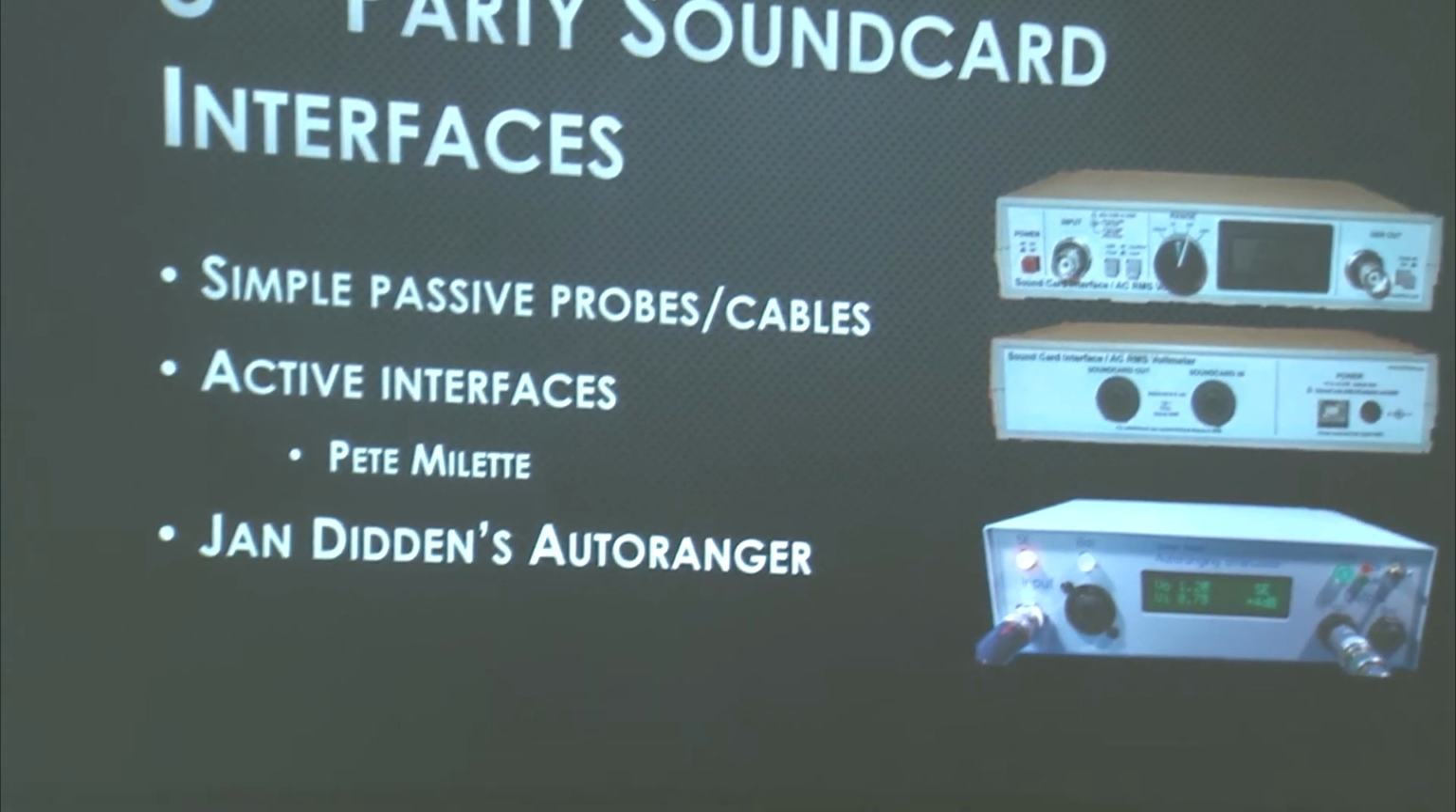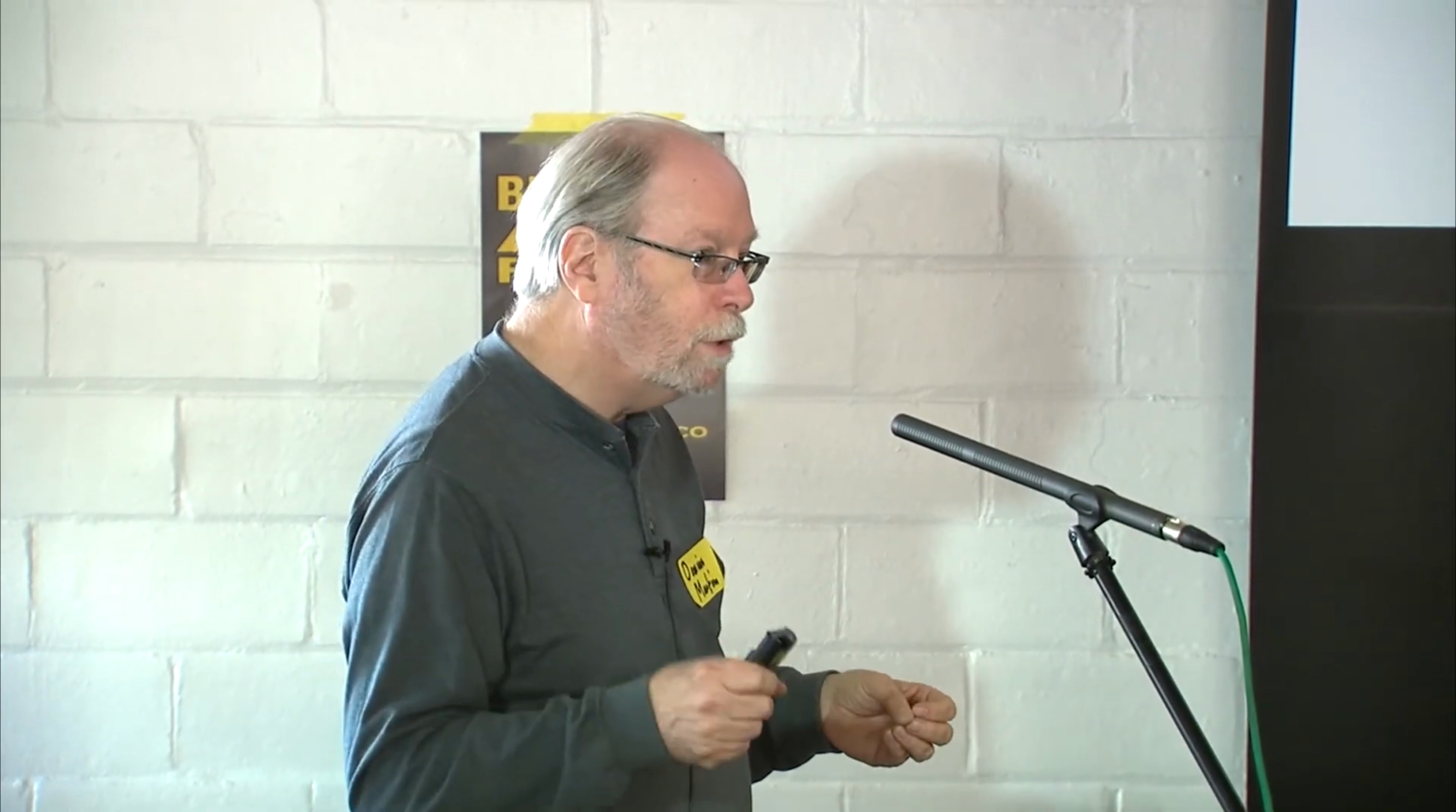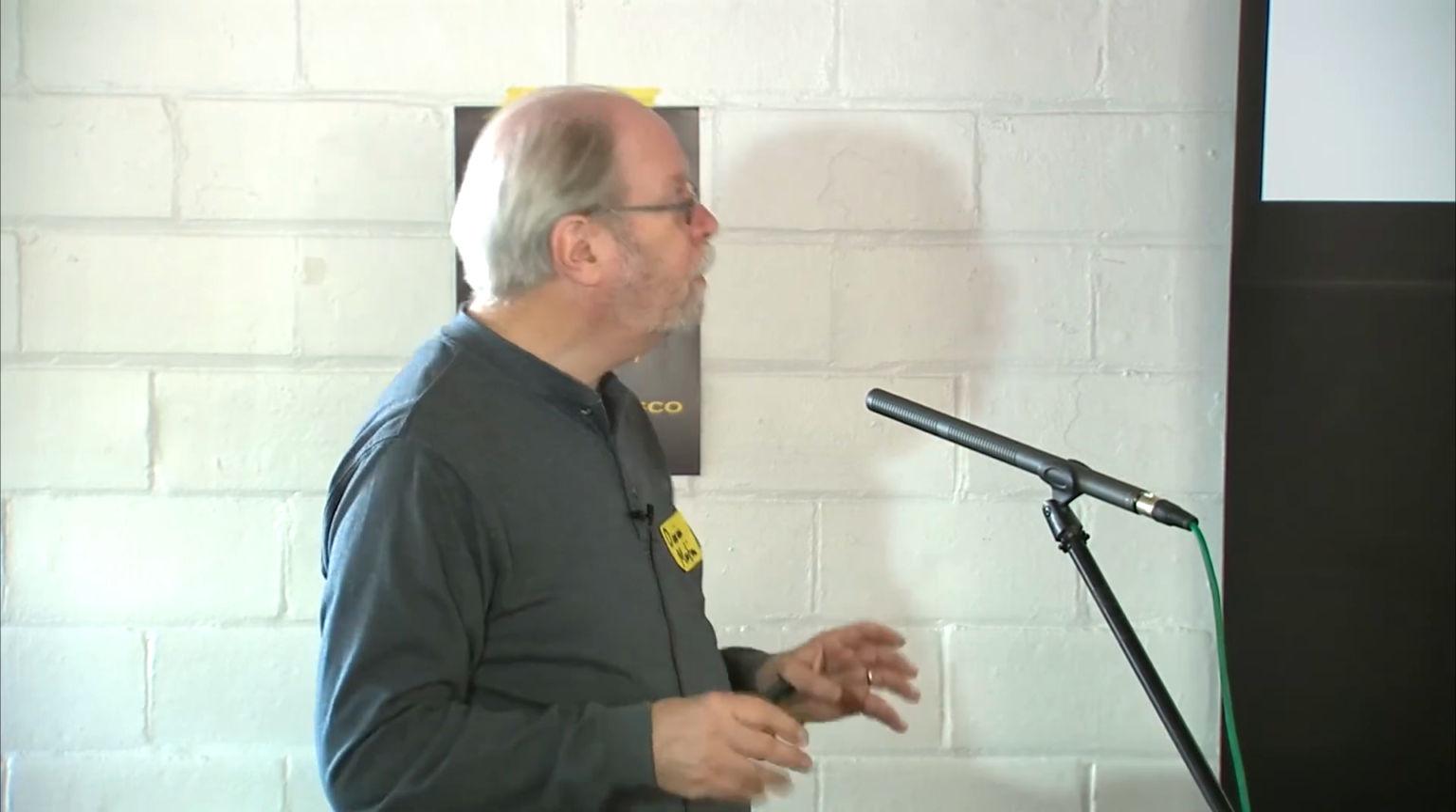Both Pete Millette, which is the upper one, and Jan Didden's Auto Ranger address a number of issues. They have metering on the front, so you know what's coming in. No confusion about that. And in any of the sound card solutions, you have one really key challenge. The sound card won't tell you what the signal level is coming in. It won't tell you with any confidence that it's 10 volts or 30 volts or 100 volts. It just tells you relative to overload. You can go do a bunch of calibration on them, but it's probably better to take this approach.